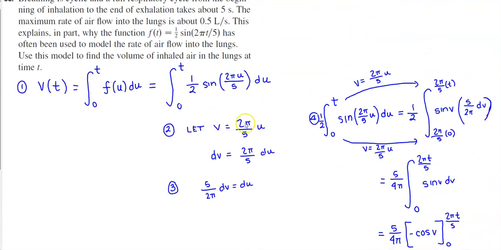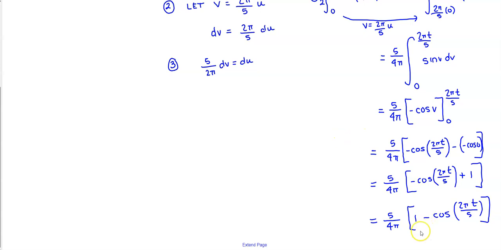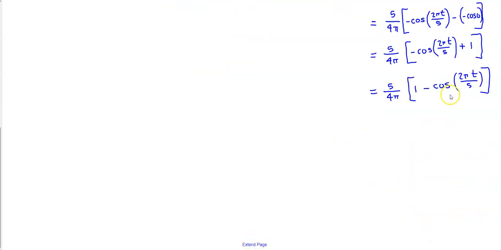Okay, and let's go back to the question. It's asking us to use this model to find the volume of inhaled air in the lungs at time t. So this is the model here, and whatever time t is would be the following. This would be the result, and the units would be liters. So therefore it would be 5 over 4 pi times 1 minus the cosine of 2 pi t over 5 liters, and that would all depend on whatever t is, and that is our solution.